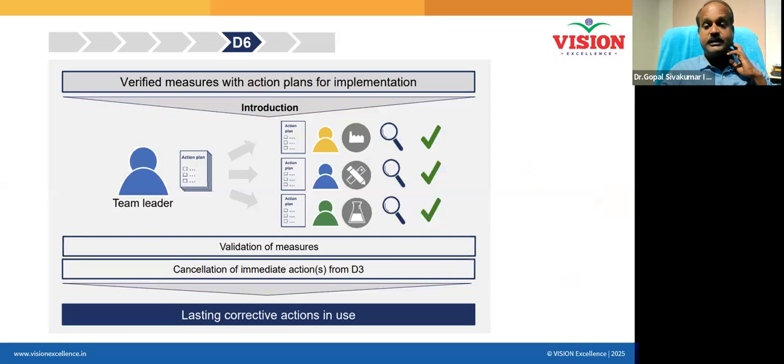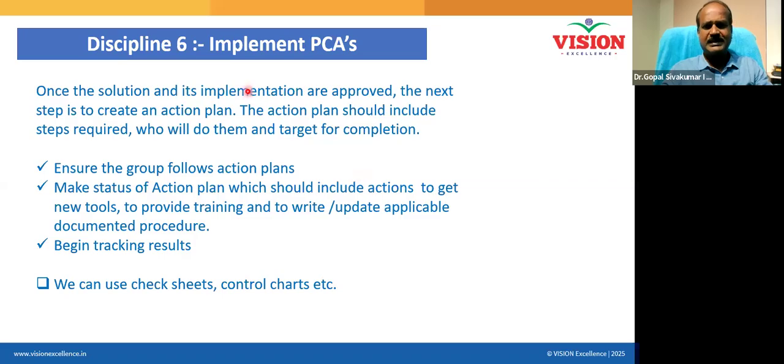And then the validation. What is that? The last thing, I mean, the corrective action, we are now trying to ensure the lasting of the corrective action, which is currently in use. Nothing but the preventive measures. What kind of preventive measures can we do so that the results of the corrective action can be sustained over a longer period of time?